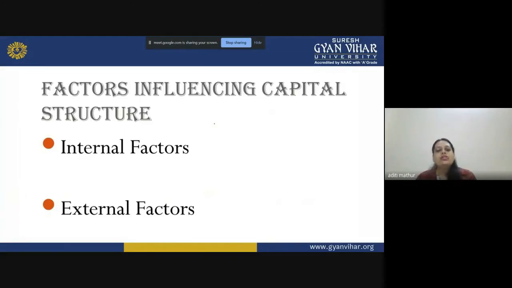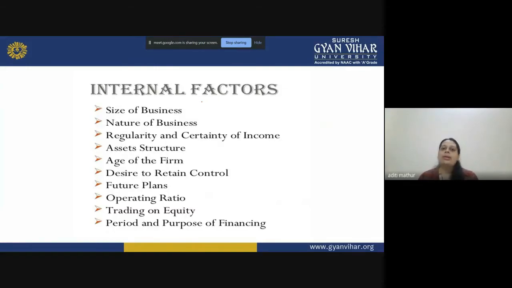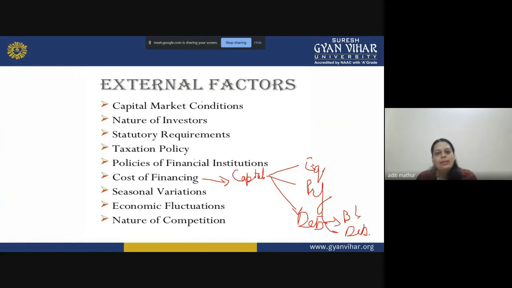Then we looked at the factors influencing the capital structure. We saw that there are basically two types of factors, the internal factors and the external factors, which influence the capital structure of an organization. In internal factors, we talked about size of business, nature of business, regularity and certainty of income, asset structure, age of the firm, desire to retain control, future plans, operating ratio, trading on equity, period and purpose of financing. In external factors, we looked at the capital market conditions, nature of the investor, statutory requirement, taxation policies, policy of financial institutions, the cost of financing, the seasonal variation, economic fluctuation, and the nature of competition.